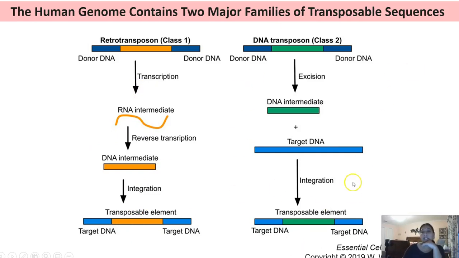On the other hand, your DNA transposons, which are class 2, are ones where transposase is present within that sequence. It cuts it. It has then that fragment of DNA that is excised that will then get integrated into the target DNA to lead to essentially the transposon jumping into a new place. So a transposable element, a mobile genetic element in that way.